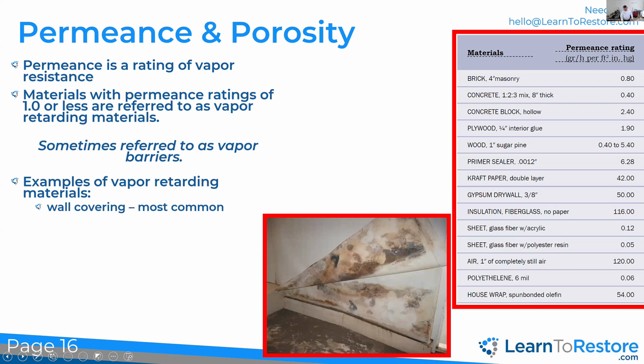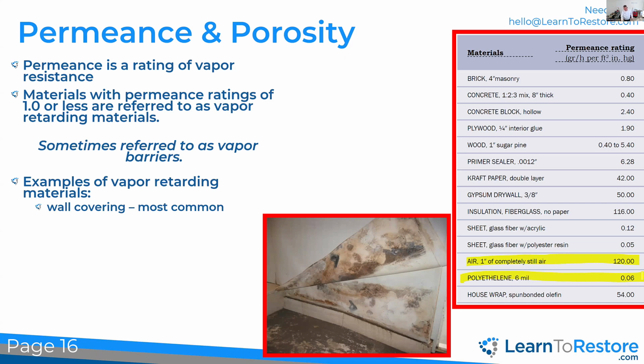And so if you look over here, 1 inch of air is at 120. That's the high end, saying that's not slowing down moisture at all. 6 mil polyolefin sheeting is 0.06. It's kind of a 0 to 120 scale. Poly sheeting, which is designed so that moisture can't go through it, still has a tiny bit of moisture, those little tiny molecules finding a way through where air's going.